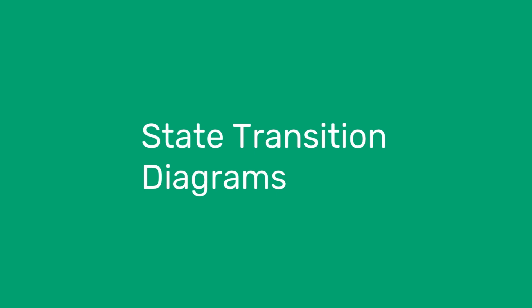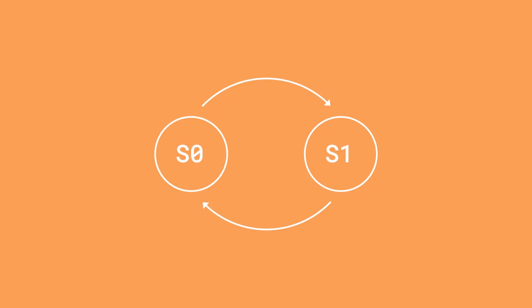Now, we have some theory nailed down. Let's look at the first way we can represent FSMs, which is with state transition diagrams. These show the machine's behavior visually, and here's the state transition diagram for the ballpoint pen example we just talked about. A circle represents the state of the machine.